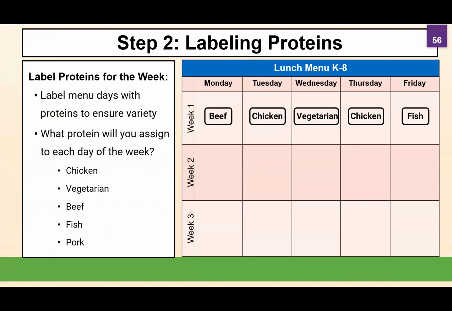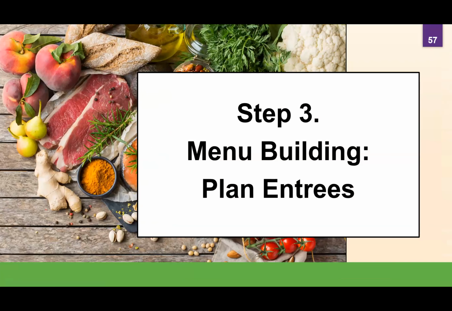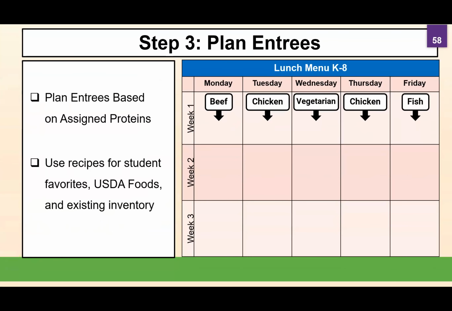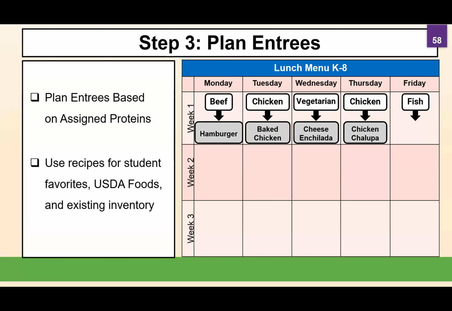Maybe you're going to do like this example. They have beef, chicken, they have a vegetarian day, chicken again, and then fish. So that's just one example of how you could do it. From there, you're going to plan your entrees from those proteins listed. And you could look at those recipes, all those resources we saw earlier. So Monday, they decided to do a hamburger, and then baked chicken, cheese enchilada, chicken chalupa, and a fish taco.